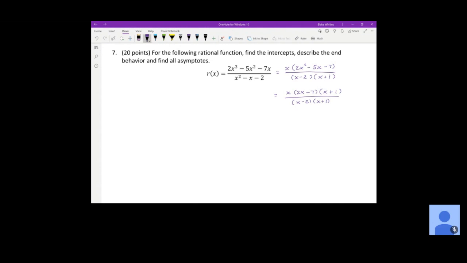All right, now, what do we notice once we get those factors? Yeah, the x plus 1 is a common factor, so it's going to cancel out, right? So I can cancel those out. So then what we're left with really is x times 2x minus 7 over x minus 2. Now, let's go through and see what we can find. Let's start with vertical asymptotes. How would I find the vertical asymptotes this time?